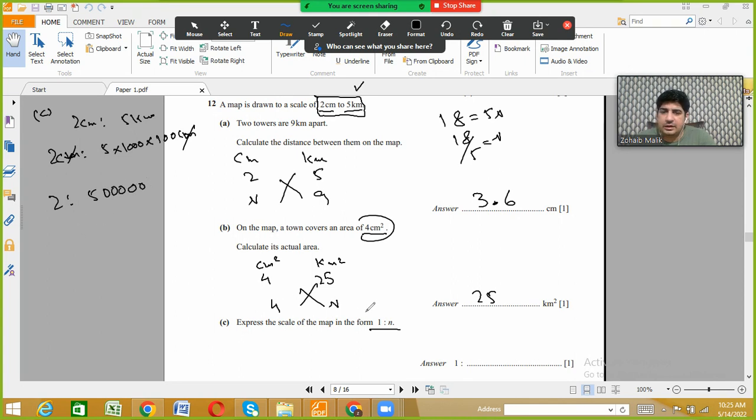Now because they are demanding 1 on the left side, we will divide by 2 to make it 1. 1 ratio 2.5, that is 25 with 4 zeros left. So this is the ratio: 1 ratio 25 followed by 4 zeros.